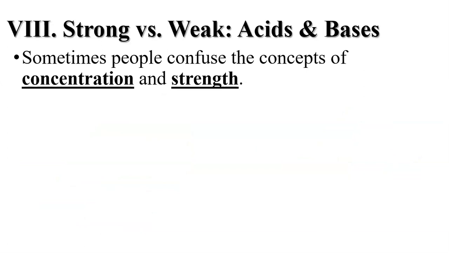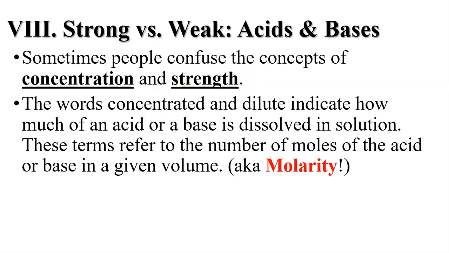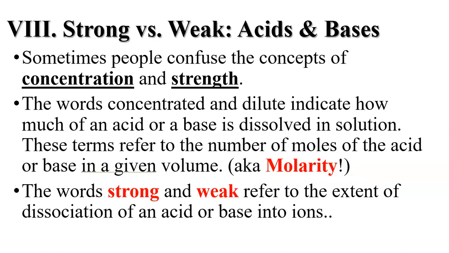All right, sometimes people can confuse the concepts of concentration and strength. The words concentrated and dilute indicate how much of an acid or a base is dissolved in a solution. So these terms refer to the number of moles of the acid or base in a given volume, which is our molarity or concentration. Molarity and concentration are the same. The words strong and weak refer to the extent of dissociation of an acid or base into ions. That was our original definition.